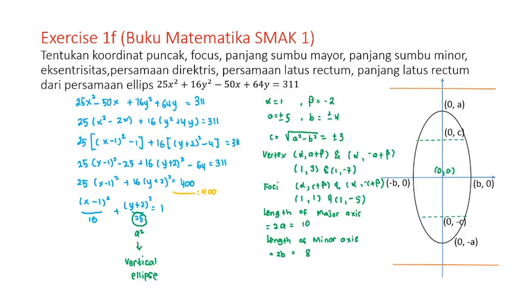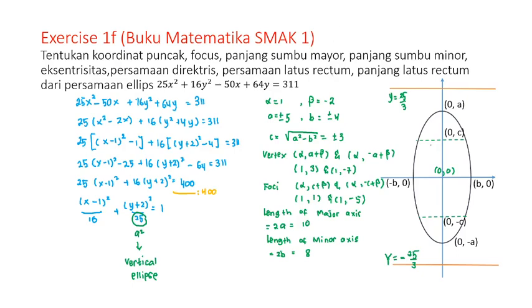What about the directrix line equation? The directrix line equation here will be y equal plus and minus a square over c. A square is 25, c is 3, so it is 25 over 3 here, and plus 25 over 3 there. That's the directrix lines equation.